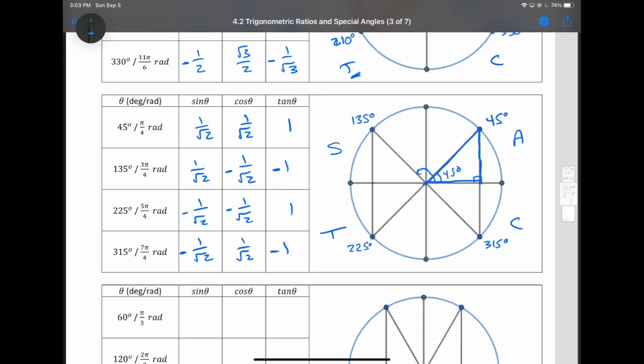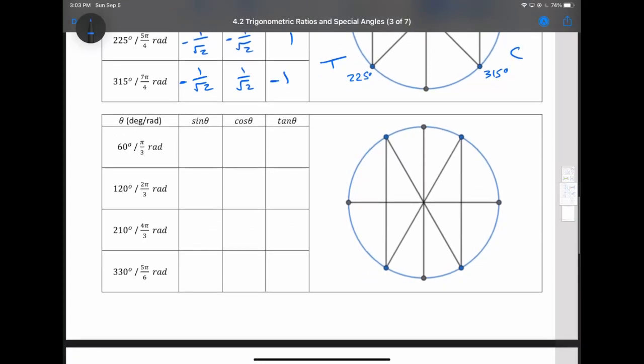All right. One more time, if you want to pause this one and try it on your own, you're more than welcome to. If not, that's fine too. We have our 60 degrees there. That would make this one 60, this one 120. This one down here would be 210. Oh, wait a second. That should be 180, 240. And this should be 300.